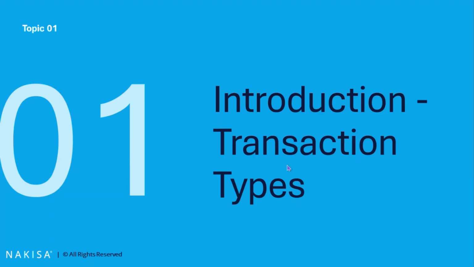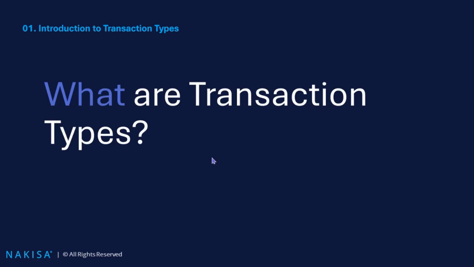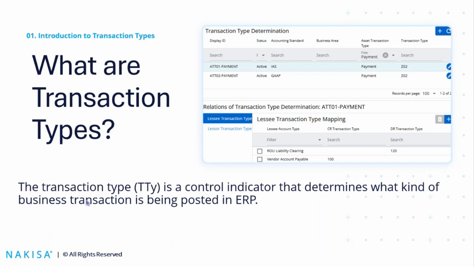So let's have a quick introduction for transaction type. What are transaction types? Basically, a transaction type is a control indicator that determines what kind of business transaction is being posted in your ERP. This is a little snippet from our FOS, how we set up with our new rules and mapping.